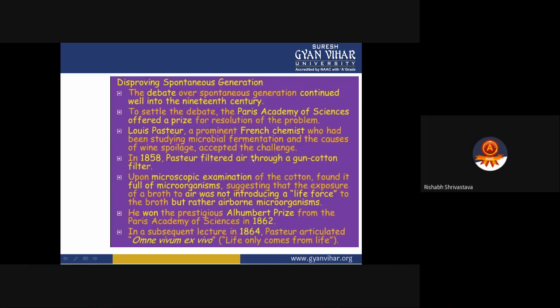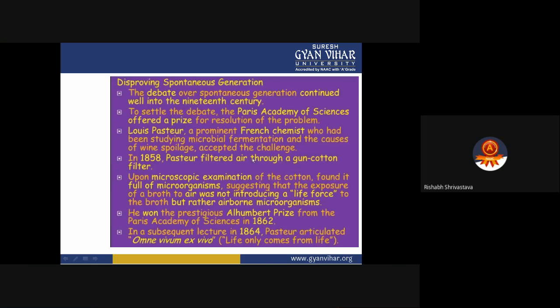So this debate of spontaneous generation continued well into the 19th century, and to settle the debate, the Paris Academy of Science offered a prize for resolution of the problem. Louis Pasteur, a prominent French chemist who had been studying microbial fermentation and the causes of wine spoilage, accepted the challenge. In 1858, Pasteur filtered air through a gun cotton filter, and upon microscopic examination of the cotton, he found it was full of microbes.